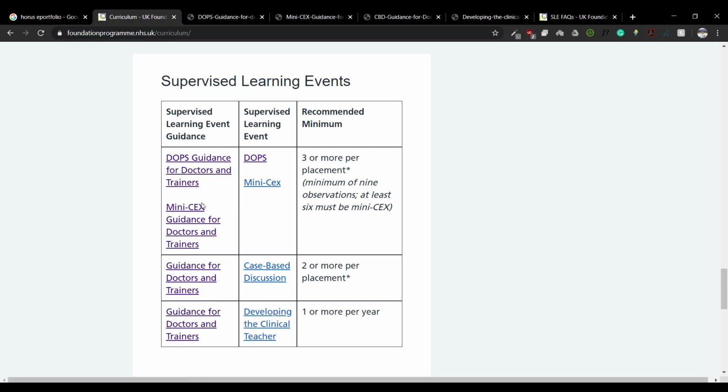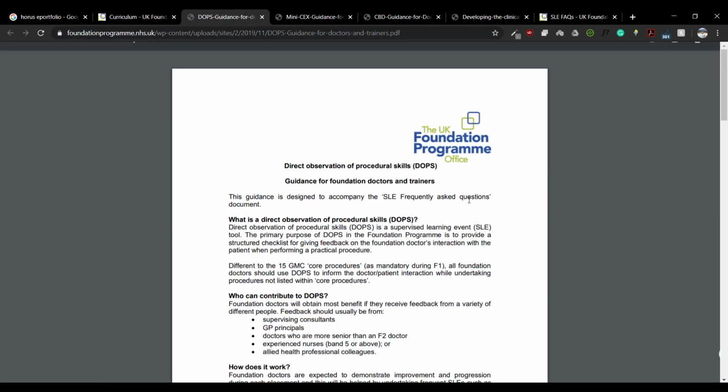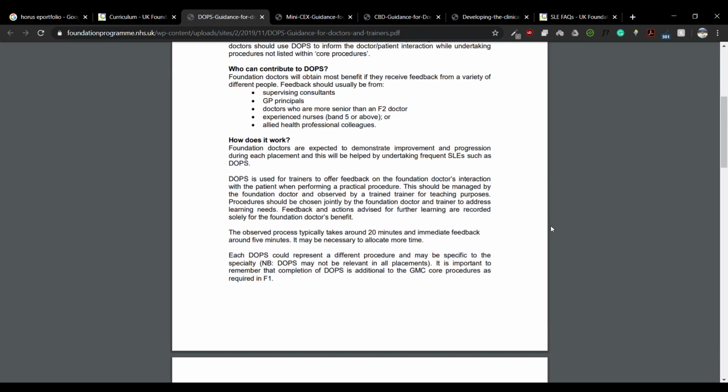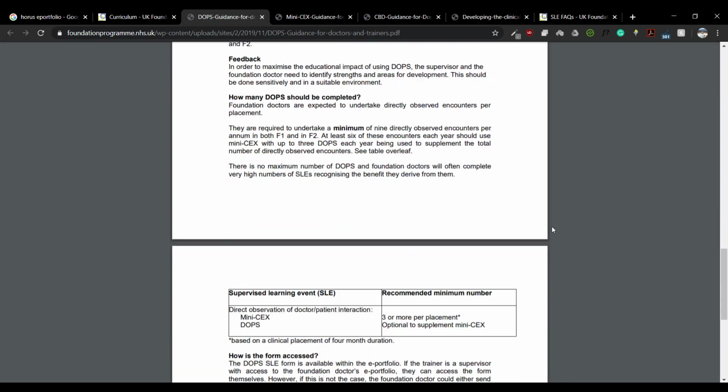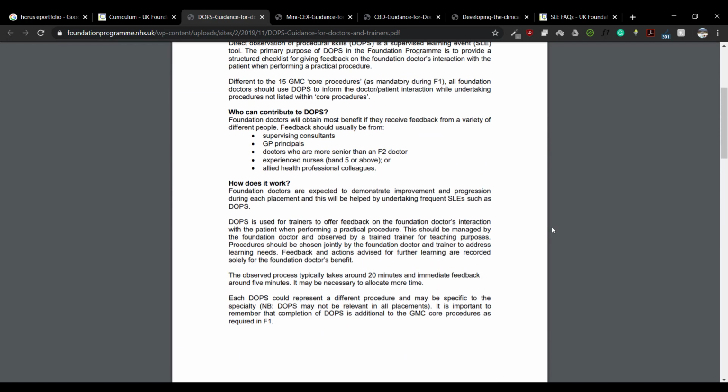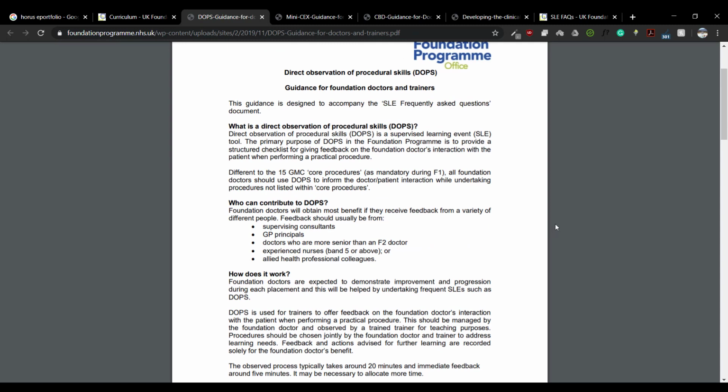What is DOPS? If you open this link here, it will open here. DOPS means direct observation of procedural skills. If you read this, it's only two pages, you will understand what it is all about and what it wants. To put it shortly, it's actually a doctor watching you do a procedure.